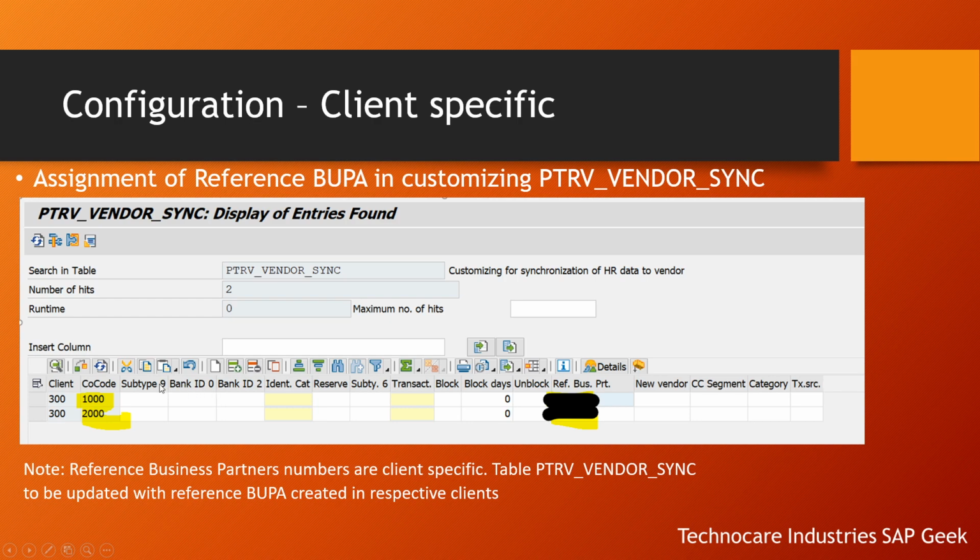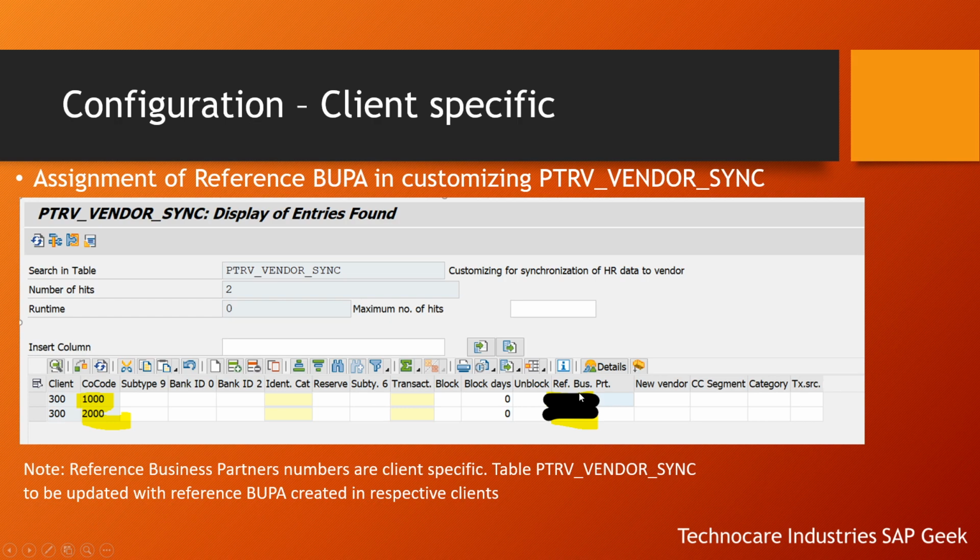We need to make sure that all the remaining columns are blank. They will have default values. For example, subtype 0 will be considered if nothing is mentioned here, that is, the main bank subtype will be considered for bank detail synchronization. Similarly, permanent address will be considered for address information in business partners. So we just need to edit this company code specific business partner field. One thing we need to keep in mind is that business partners are client specific. So this configuration table has to be updated with the reference BUPA created in the respective clients.